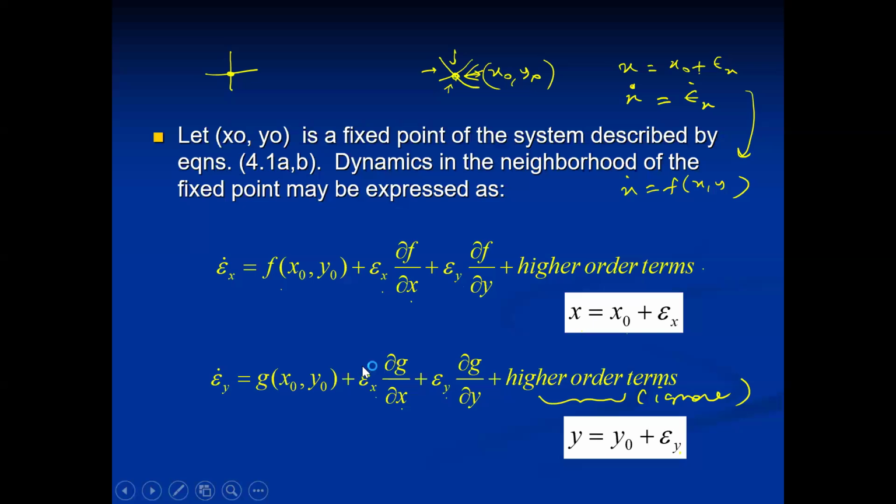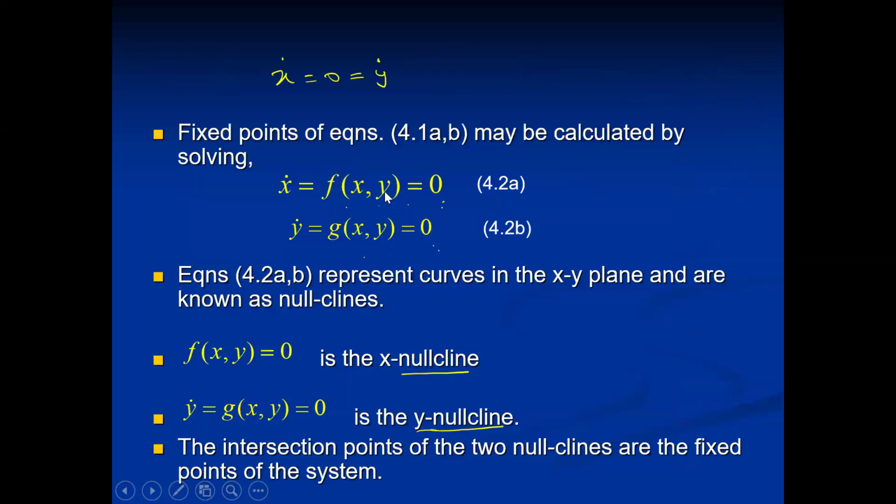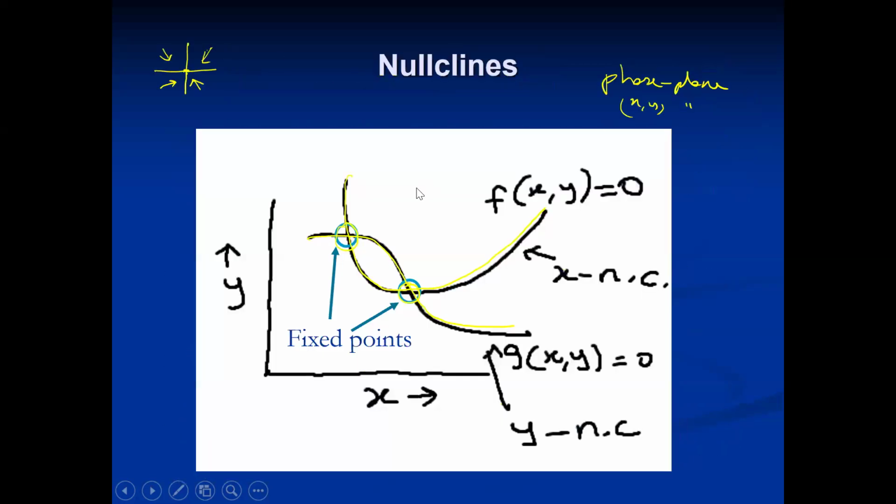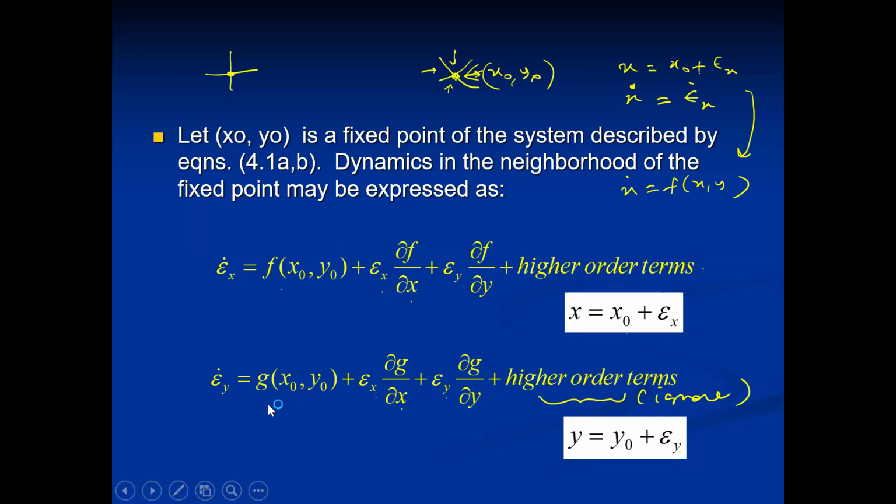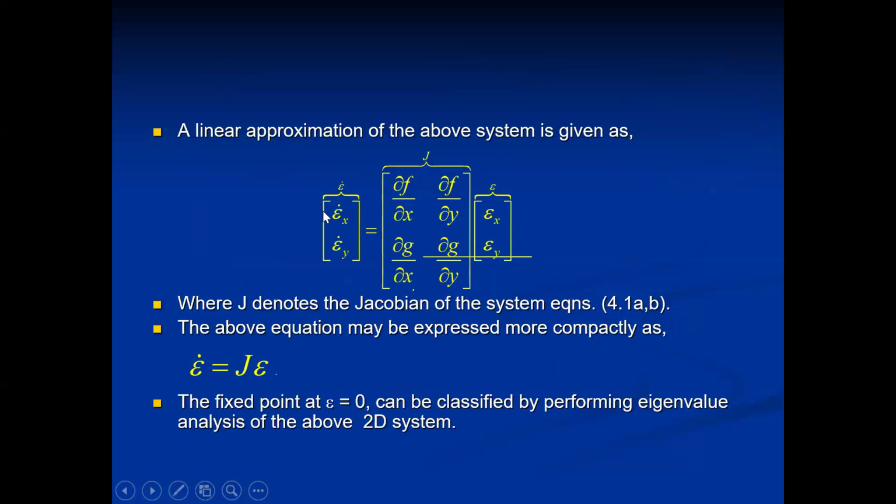Now, in this equation, f of x naught y naught is 0 by definition because x naught y naught is a fixed point, and at a fixed point f of x comma y is 0. So this becomes 0. Similarly, g of x naught y naught is also 0. So you can get rid of this term and this term. Then higher terms we will ignore them because we're only approximating the dynamical system in a small neighborhood of the fixed point. So you get something like this.